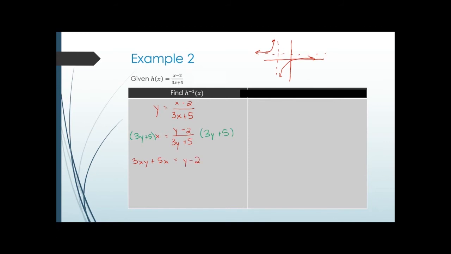Now, if I want to solve for y, I need to get everything with y on the same side. So I'm going to subtract y from both sides. This gives me 3xy minus y plus 5x equals negative 2. And now I'm going to move what does not have a y to the other side, so I'm going to subtract 5x from both sides. That gives me 3xy minus y equals negative 2 minus 5x.